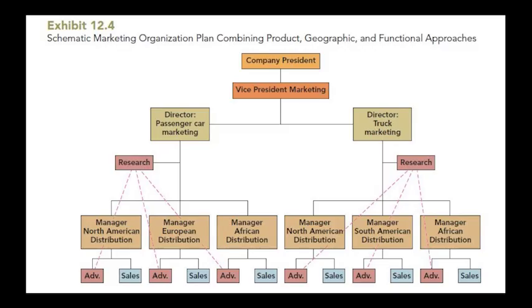Okay, so let's think about the org chart. If I'm going to have an international presence and a domestic presence, how do I organize and structure the people who are doing the work? So in this case, there's a couple of things to highlight that illustrate strengths and weaknesses of various types of international marketing organizations. The VP of marketing is up at the top, the top ranking marketing person in the company. Underneath that, there are two marketing directors. In this case, one is focused on passenger cars, one on trucks. And then each of those directors has a manager underneath them focused on different areas.